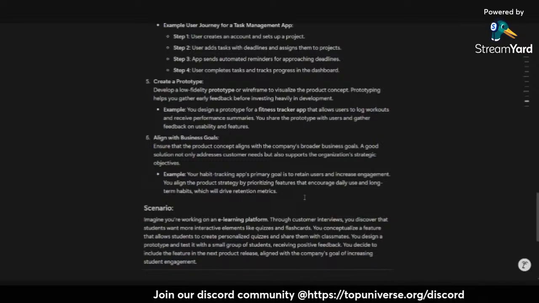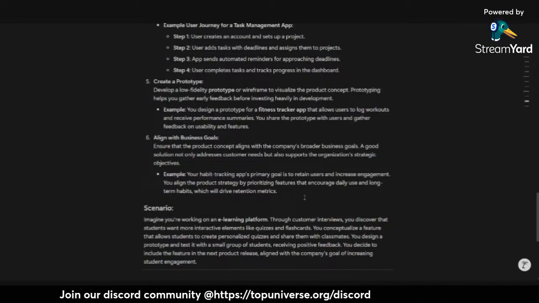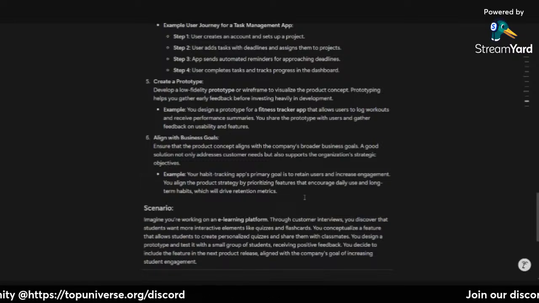You align the product strategy by prioritizing the features that encourage daily use and long-term habits, which will eventually drive retention metrics for the business.